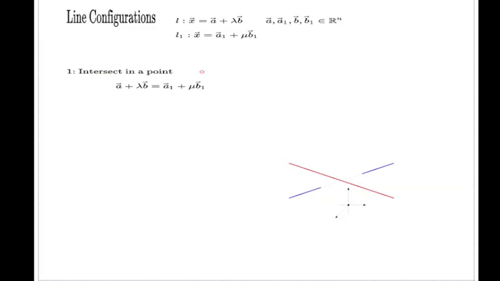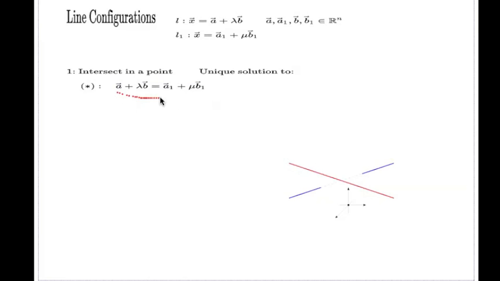Effectively, intersection in one single point is equivalent to this system having a unique solution. We'll practice this in a sec. Now, I call this system star. Actually, I have something more to say about this first possibility.